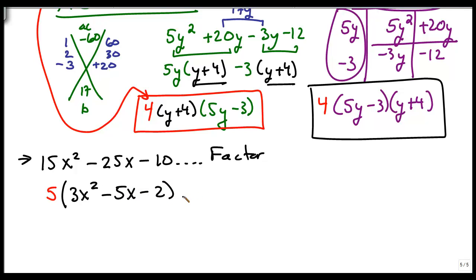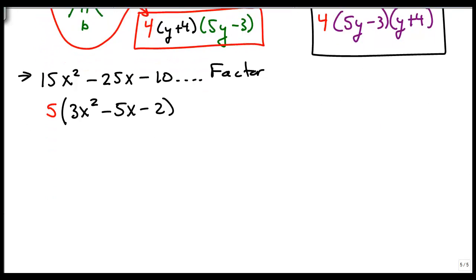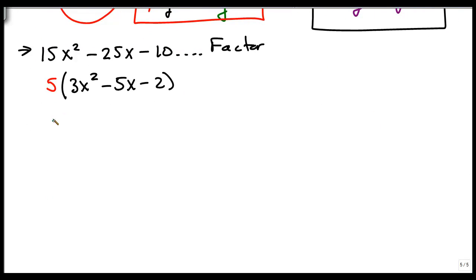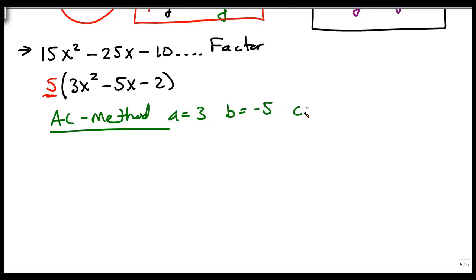Okay, so then, using the AC method, we should be able to factor. But again, what we need to remember is at the end, I must include this 5. So for the AC method, A is 3, B is negative 5, and C is negative 2. So here's my AC. 3 times negative 2 is negative 6. B is negative 5. This one shouldn't be bad. I can have 1 and 6 and 2 and 3. 1 times 6 is 6. 2 times 3 is 6.